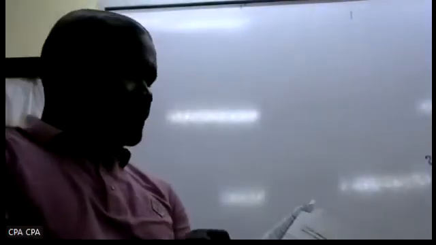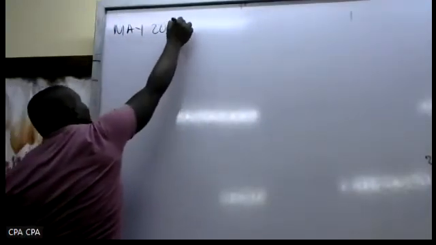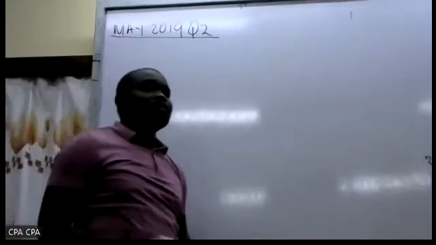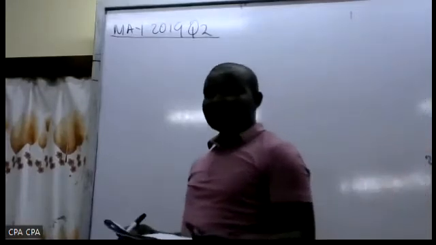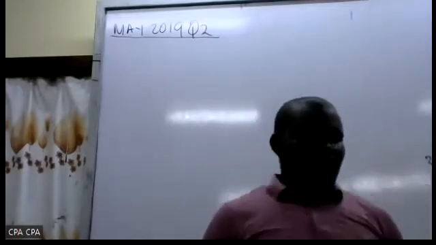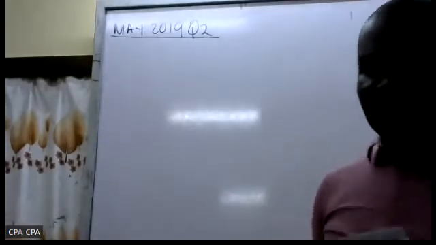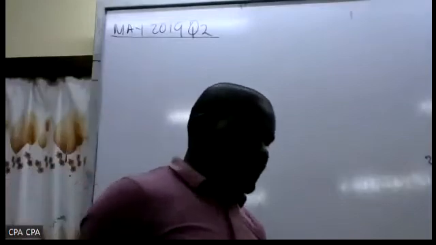So let's meet in 2019. May 2019, question 2, yes. Let us read. It says, G Limited, a quoted company, operates in the manufacturing sector. It has investments in a number of companies. The following draft statement of financial position relates to G and its investee companies as of 30th September 2018.